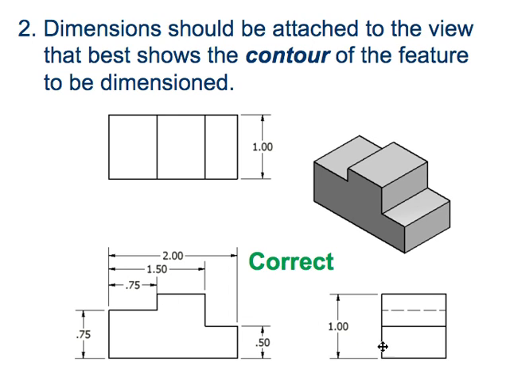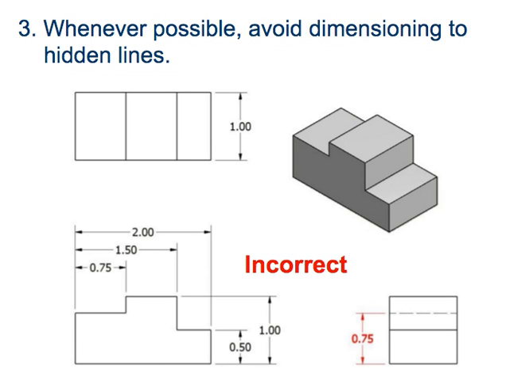The same here to the right, you had a little dimension line showing you the height of this section. It went to the left, showing you the correct placement of all of the dimension lines. So far, rule number 1: make sure that you don't repeat dimension lines. Rule number 2: make sure that you place those dimension lines in the view that gives you the contour of the shape. Number 3: whenever possible, avoid dimensioning to hidden lines. Try not to dimension to hidden lines.